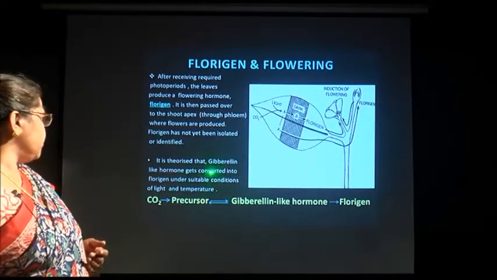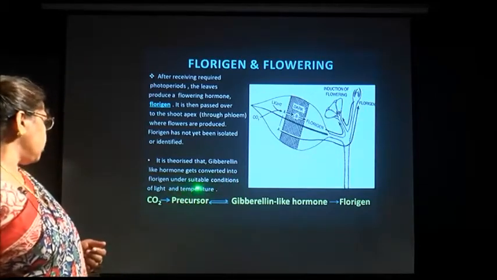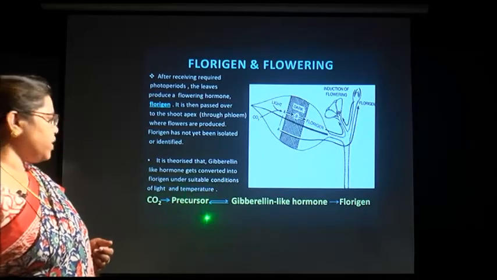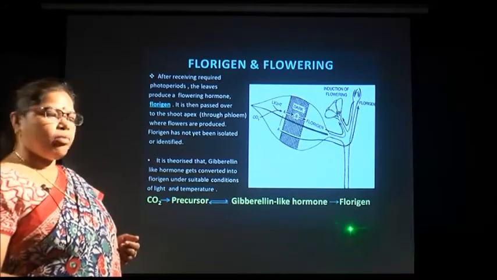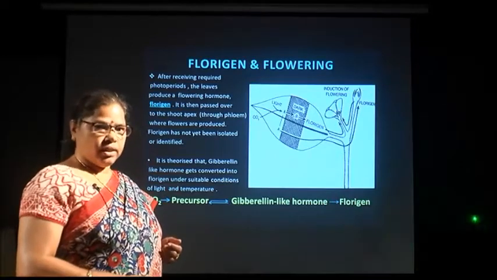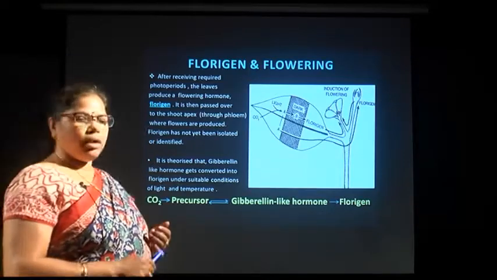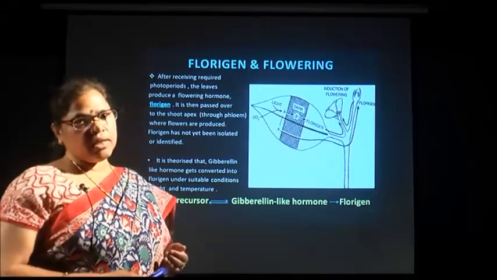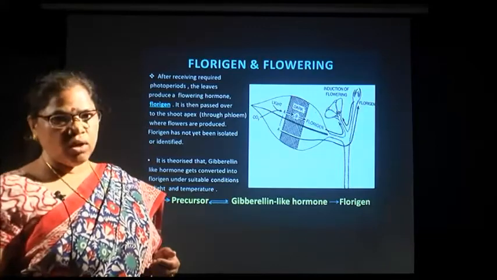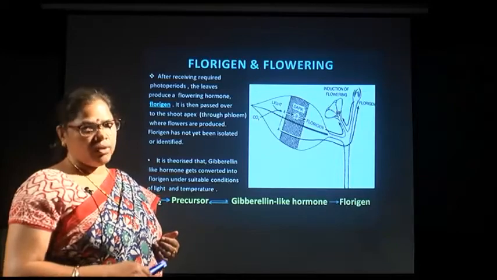and it is theorized that gibberellin like hormones are converted into florigen under suitable conditions of light and temperature. So during photosynthesis, some precursors of gibberellin like hormones are produced, and this gibberellin like hormone gives rise to the florigen. It is all hypothesis. It is hypothetical or theorized. Till now it is not established what type of chemical florigen is, but it is known that florigen is produced due to the photoperiodic stimulus received by the leaf and is transmitted to the growing tips, where flowering takes place.